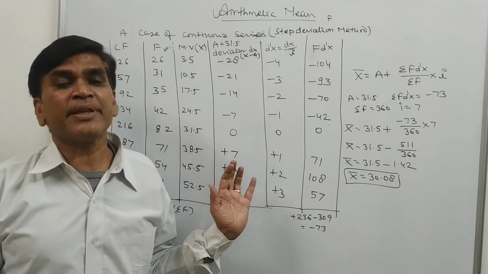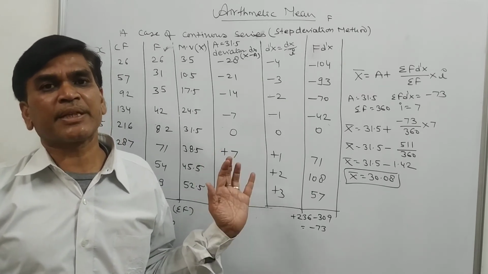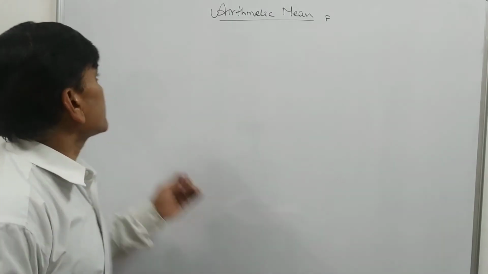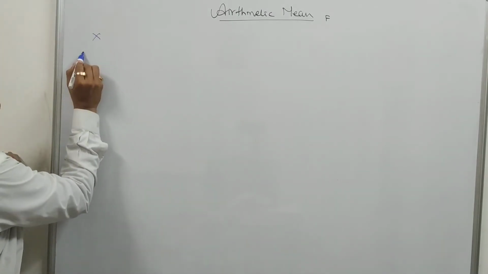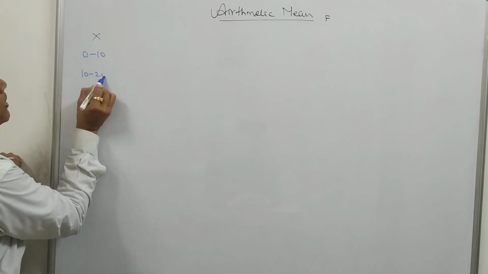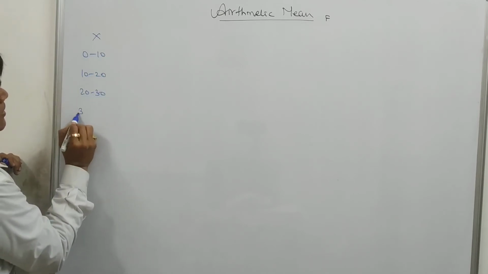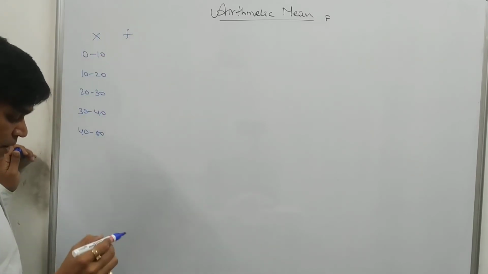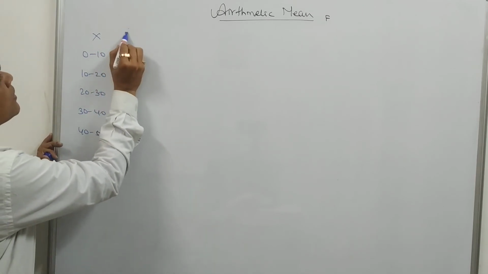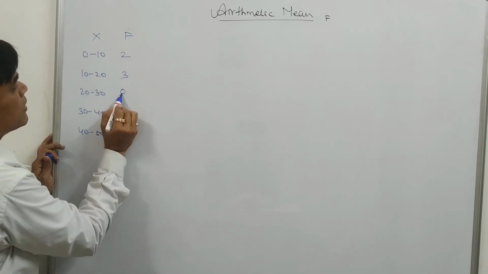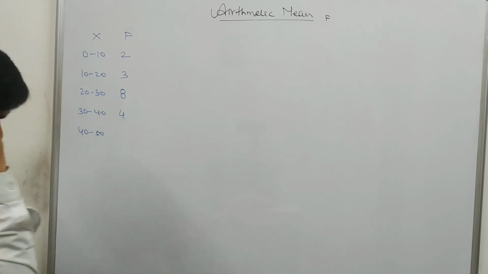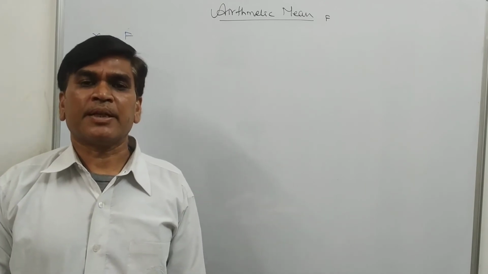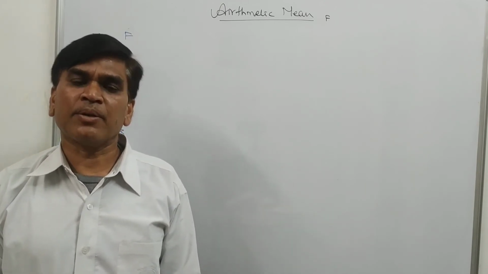We will take another question to solve for arithmetic mean, for getting more practice. Suppose our value of x is 0 to 10, 10 to 20, 20 to 30, 30 to 40, and 40 to 50. The frequencies given are 2, 3, 8, 4, and 3. Suppose this question is also given, and we have to calculate the arithmetic mean with all three methods.